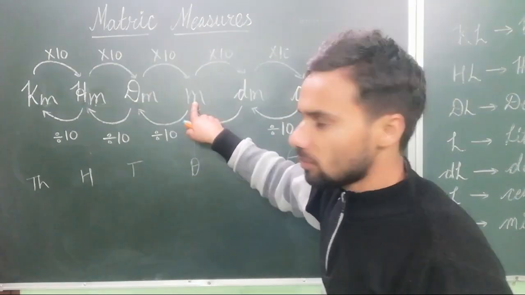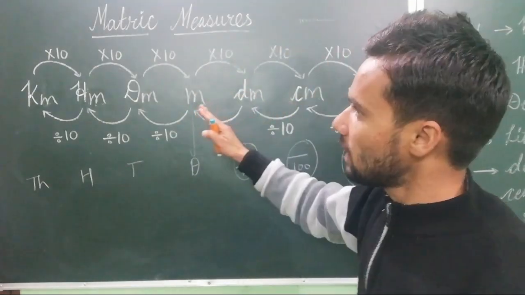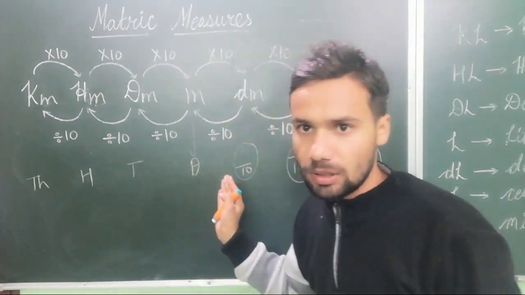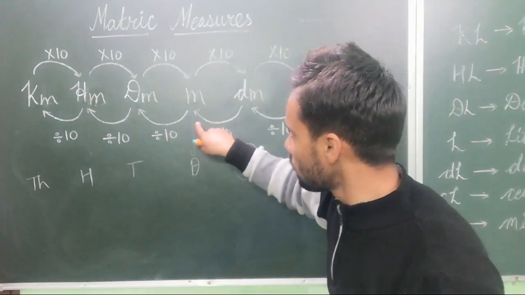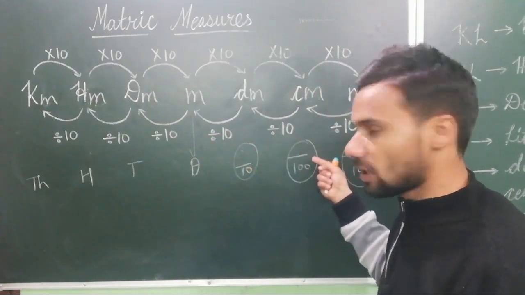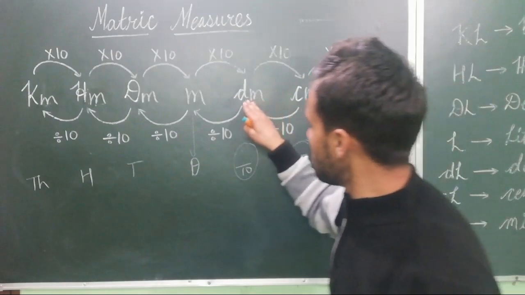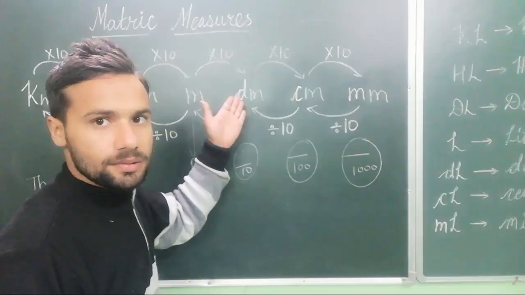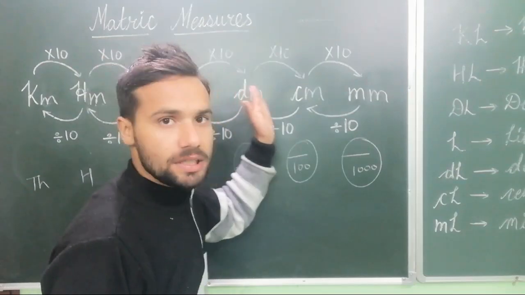After this middle term, on the right hand side, you know very well, in the place value chart, what comes? The fractional part. And here what do you put? Decimals. And after the decimal, what comes? Tenth place, hundredth place, thousandth place. Similarly, in the units, the units are decreasing here.